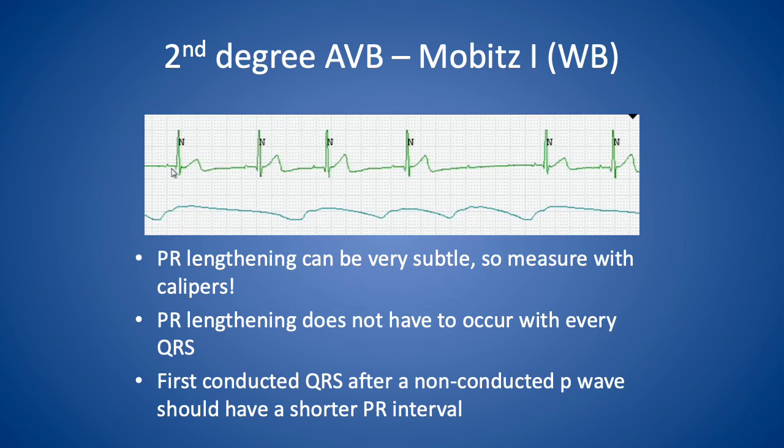The PR lengthening can be very subtle, so it's important to measure these with calipers either on a 12 lead or through the telemetry. But the PR lengthening doesn't have to occur with every QRS. It just has to be gradual. And then the first conducted QRS after a non-conducted P wave should finally have a shorter PR interval that shortens back to its original length.